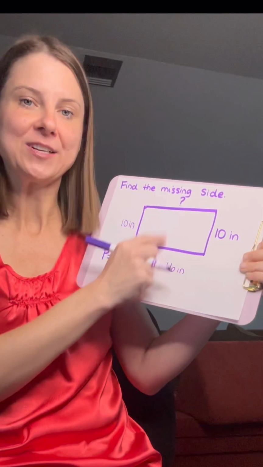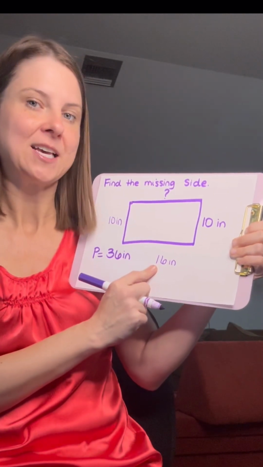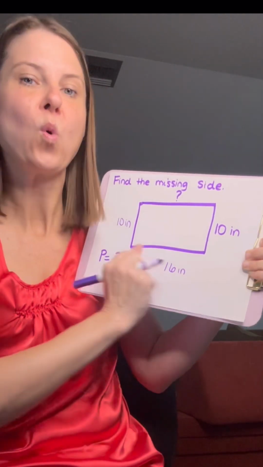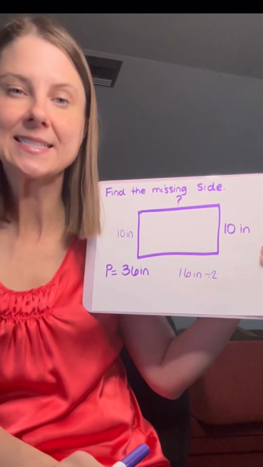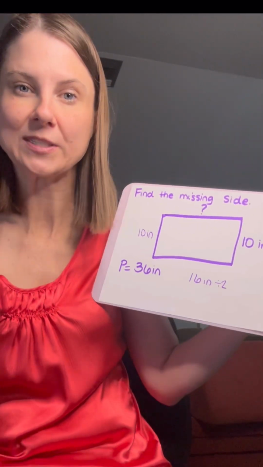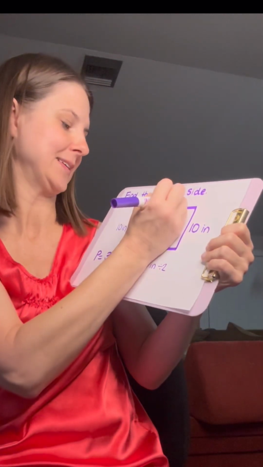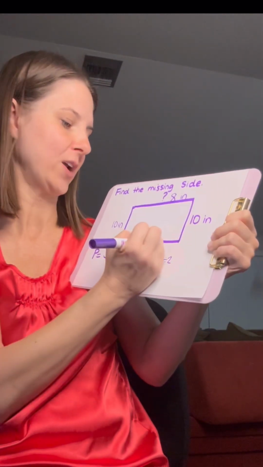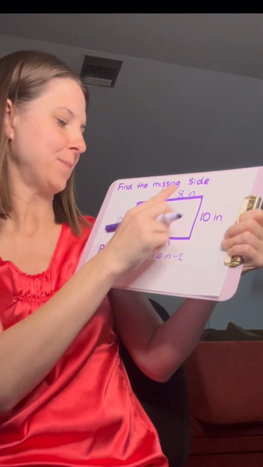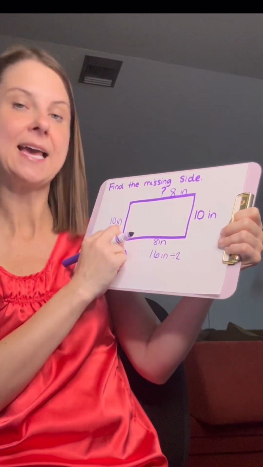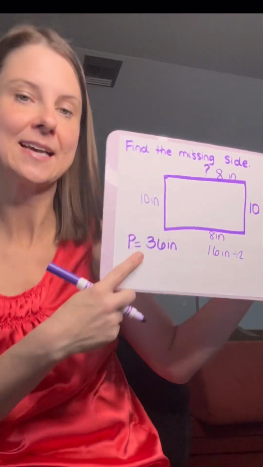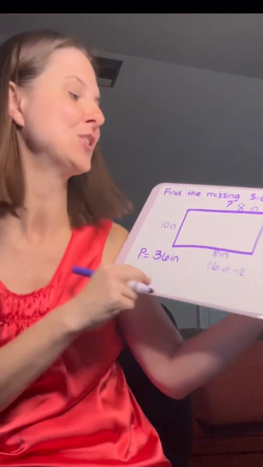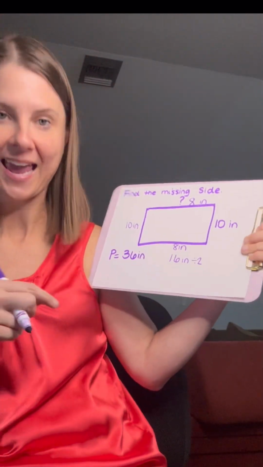So what am I going to do with that 16 so I can find out only one side? Divide by 2, correct? So 16 divided by 2 equals 8. So let's see if we are correct. 8 plus 8 is 16, plus 10 is 26, plus another 10 is 36. Is that what the perimeter is? Yes. So the missing side is 8.